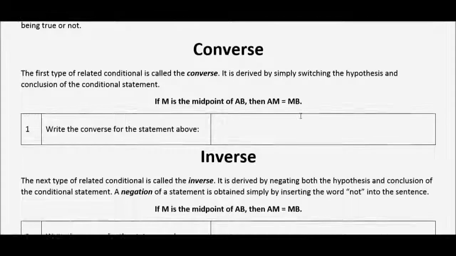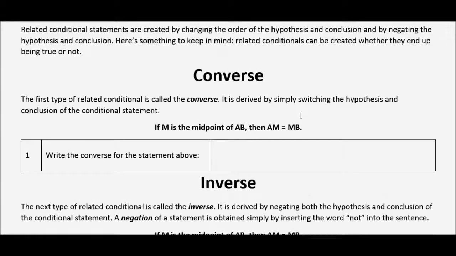The first of our related conditionals is called the converse. The converse means switch the hypothesis and the conclusion of the statement. So the converse of if M is the midpoint of AB, then AM equals MB is if AM is equal to MB, then M is the midpoint of AB.